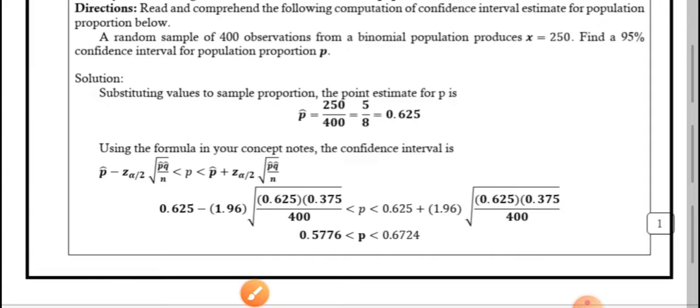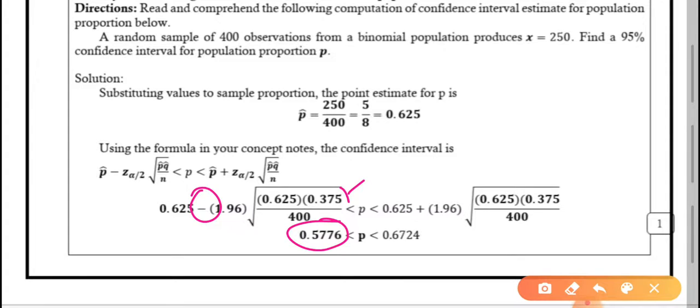So 0.625 minus 1.96 times the square root of 0.625 times 0.375 divided by 400, you will have 0.5776. Then change the subtraction to addition, so that's going to be 0.6724.